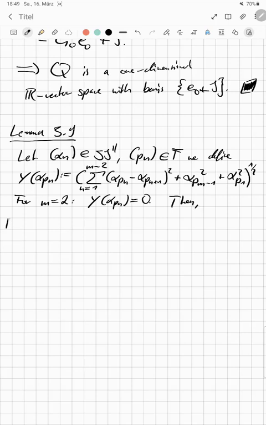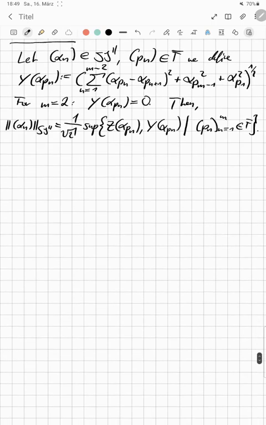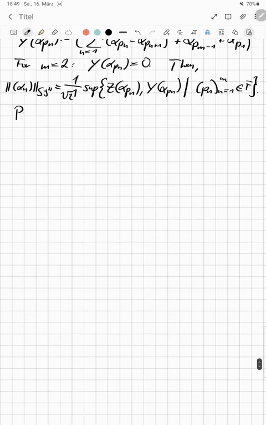Then the norm of an element alpha n, this is the same as 1 over the square root of 2 times the supremum of all zeta alpha pn's, but also all the y alpha pn's. And still pn will just go through our set F. Okay. This will be helpful for the proof afterwards. We will first prove this.